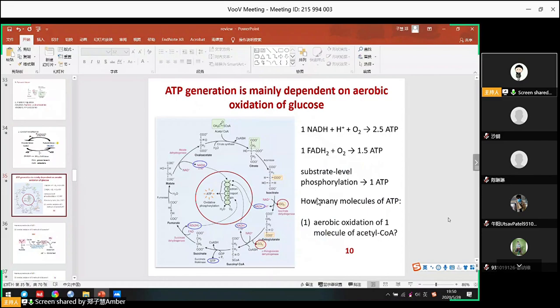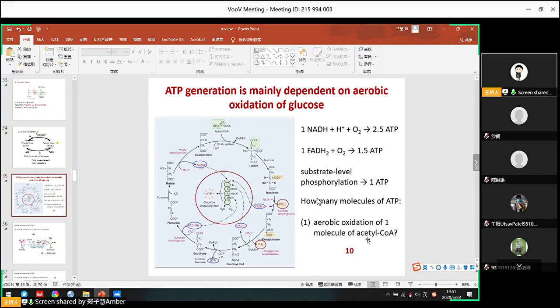Okay, next part in this chapter is the TCA cycle. What do you have to remember? You don't have to remember every step in these cycles. But remember, after this, we are talking about how much ATP is generated from the aerobic oxidation of glucose. To help you review, for example, if I'm asking how many molecules of ATP from the aerobic oxidation of acetyl-CoA, it's 10 molecules of ATP.